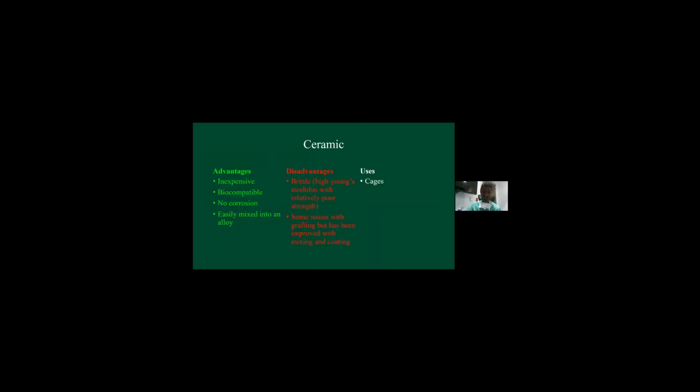The advantages of ceramic are that it's inexpensive, it's biocompatible, it doesn't lead to corrosion, it can easily be mixed into an alloy. However, it's very brittle, it has a very high Young's modulus with pretty poor strength, and there have been some issues with grafting of ceramics, but it's been improved with mixing and coating, and it's primarily used in cages now at this point.